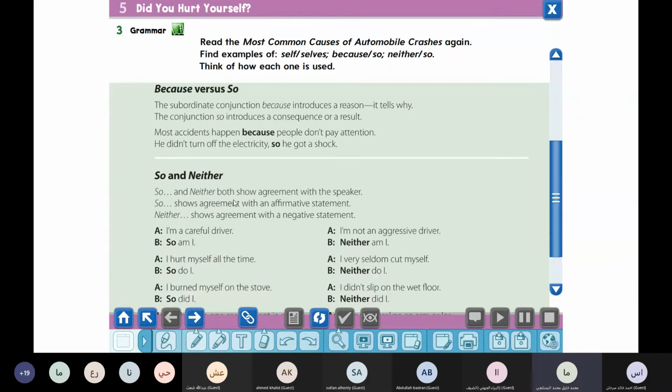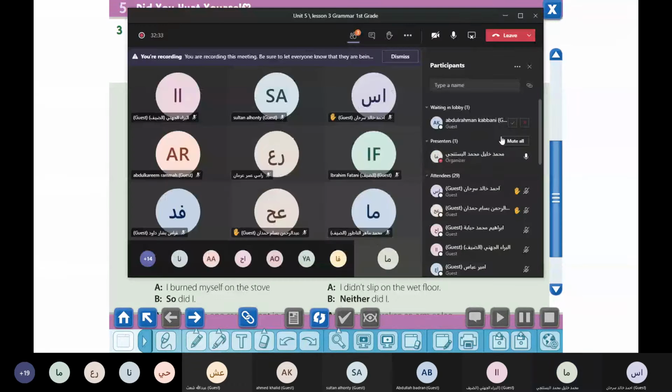Okay. Now let's move to so and neither. So and neither both show agreement with the speaker. If you want to agree with someone, you have to use so or neither. So shows agreement with an affirmative statement. Neither shows agreement with a negative statement. Look at the examples. Who can read the first example?